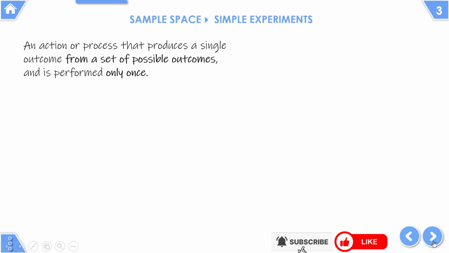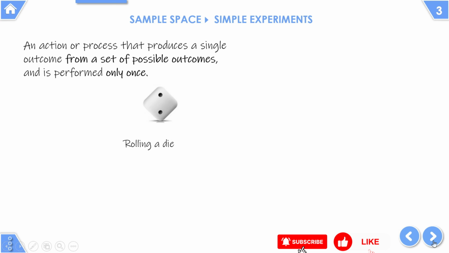So we see a simple experiment or process is an action or process that produces a single outcome from a set of possible outcomes and is performed only once. A typical example is rolling a die. When you roll a die, you are performing a single, simple experiment. We have different types of outcomes when you roll a die.